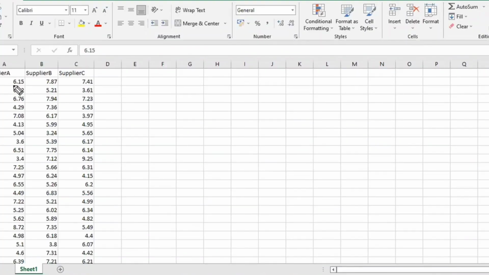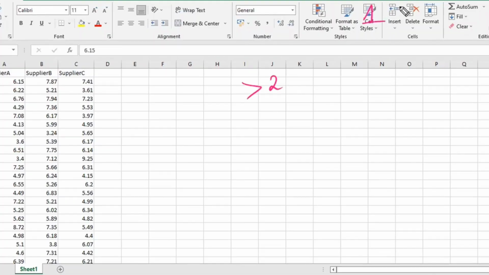Supplier A has done the first work with 6.15, 6.22, 6.76, 4.29, and so on, which is the time taken. So we have supplier A, supplier B, and supplier C. Now how many samples are there? Means how many columns are there? More than two.